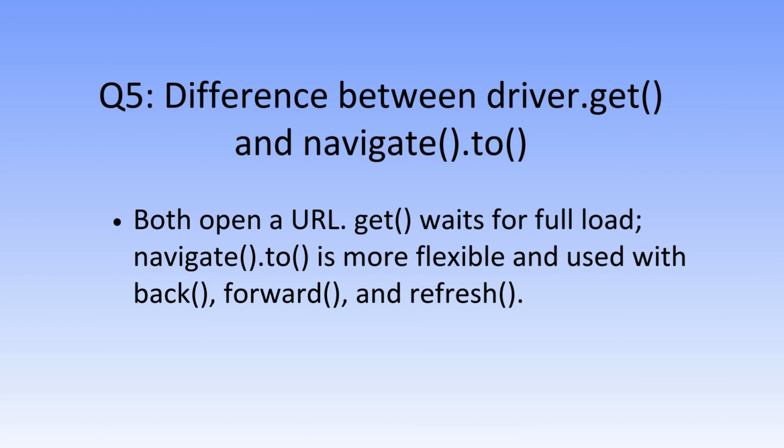4. Use in page object models or frameworks. In large frameworks, or when using page object models, navigate.to is sometimes preferred for page transitions, while get is often used for initial test setups or landing on a base URL.